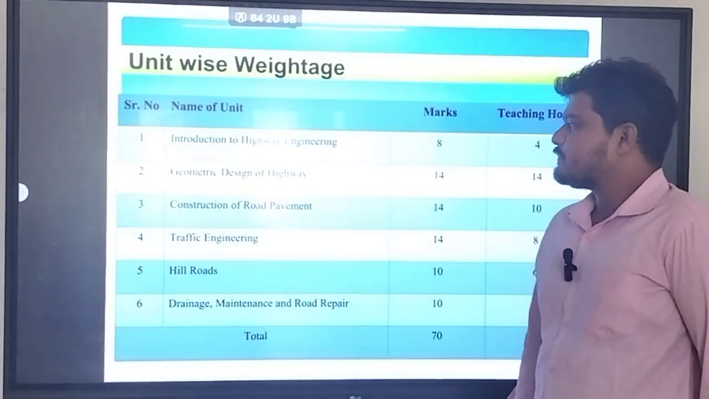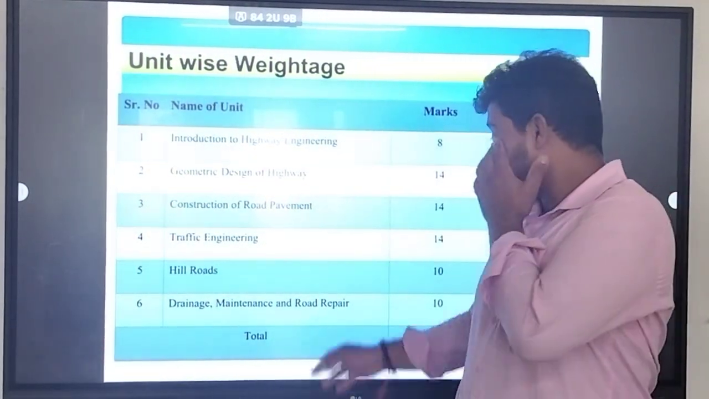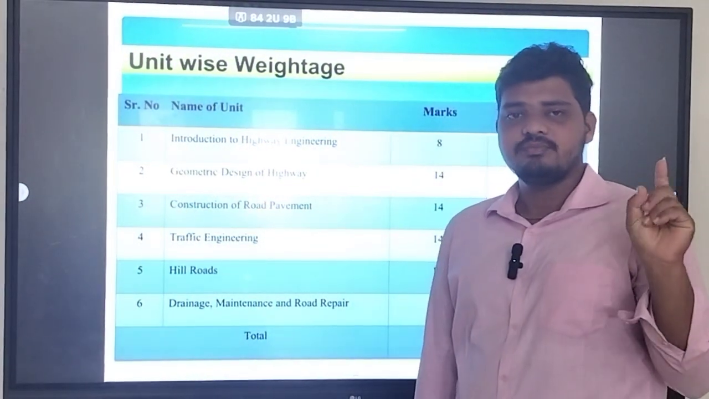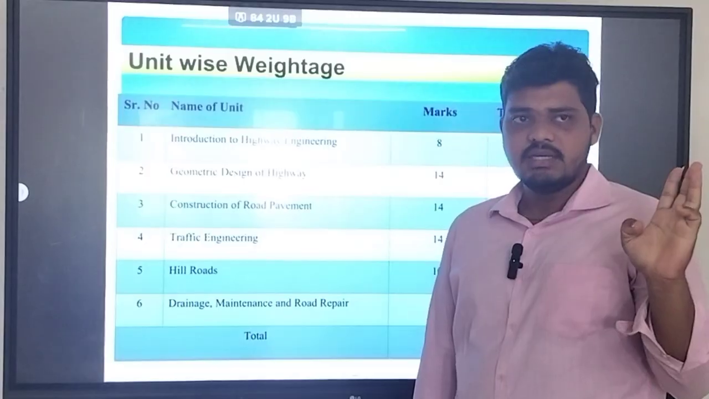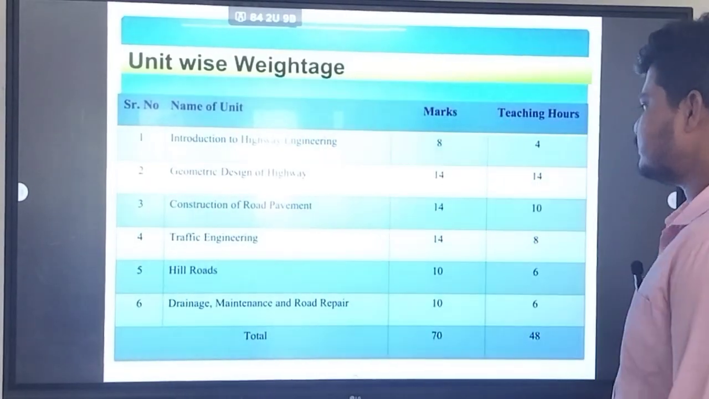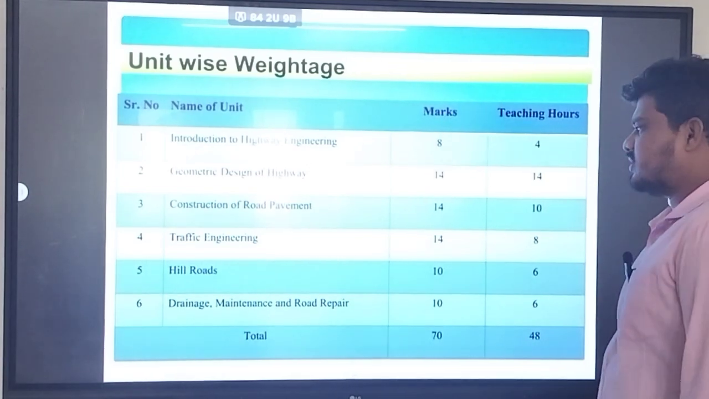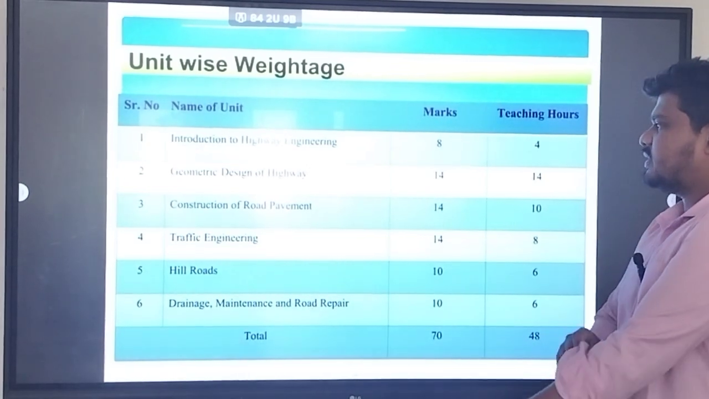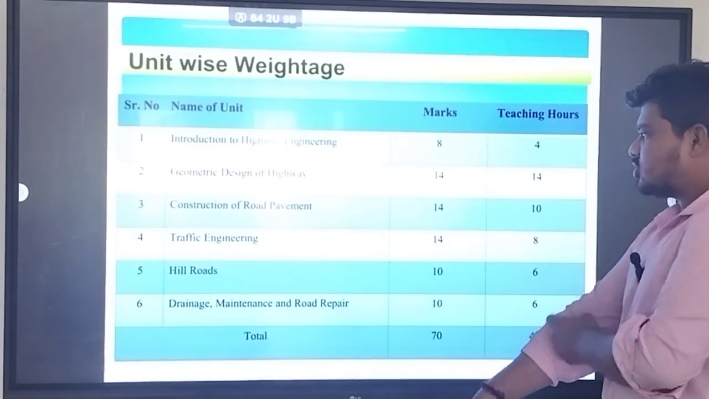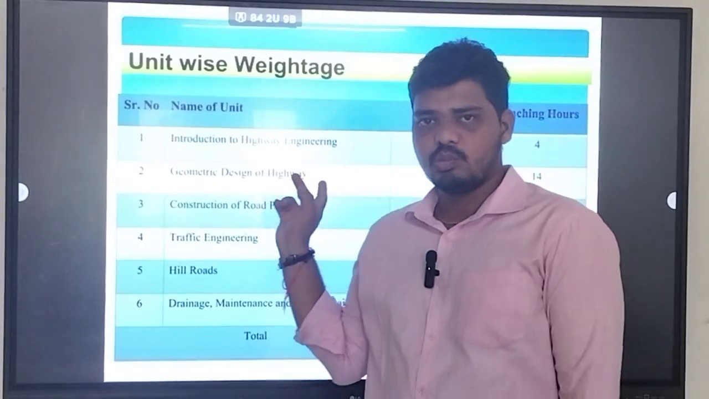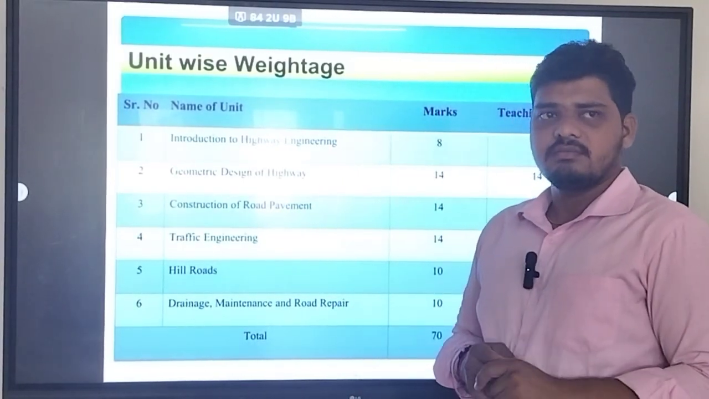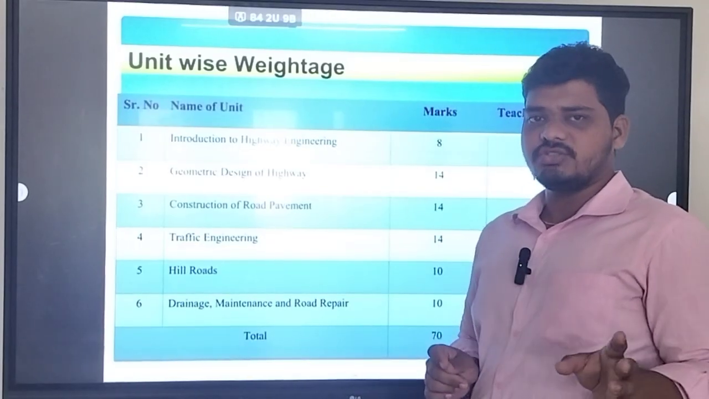So in pavement construction of road, aggregate tests are there, bitumen tests are there, cement tests are there, sand tests are there. These tests we will study later on. Then we will study construction of pavement road. Different types of methods are there for road construction.